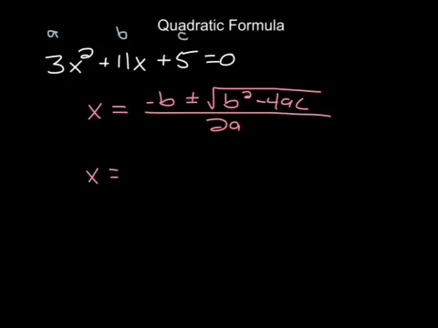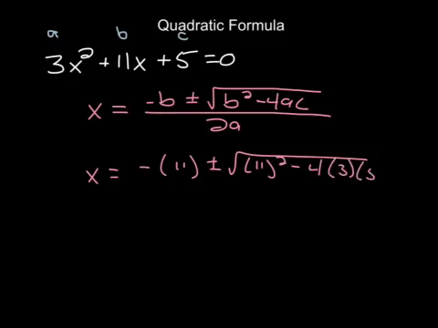If we plug those numbers in, we're going to get negative 11 plus or minus the square root of 11 squared minus 4 times 3 times 5. Make sure your radical extends over top of all of your numbers. Make sure when you substitute, you use parentheses. This is divided by 2 times a, and a is 3.